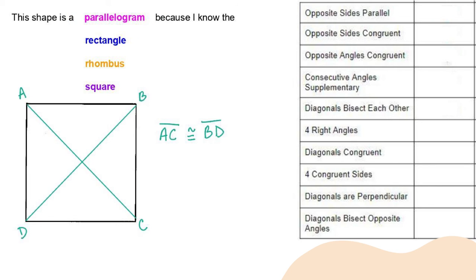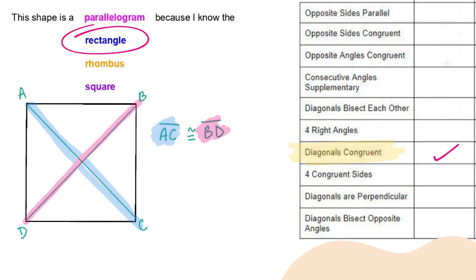So for this shape, I have AC is congruent to BD. So I have this diagonal right here is congruent to this diagonal right here. I know there are two properties that talk about diagonals that look congruent, but one of those says that the two entire diagonals are congruent to each other, and that would be this property right here. And if I look at my chart, diagonals are congruent means that I must be dealing with a rectangle.